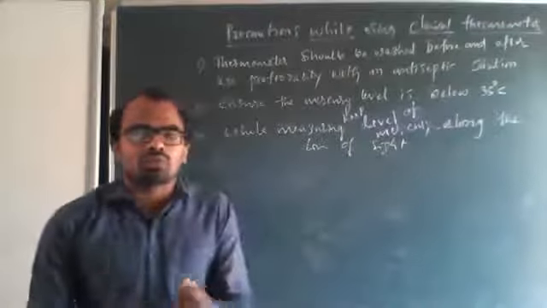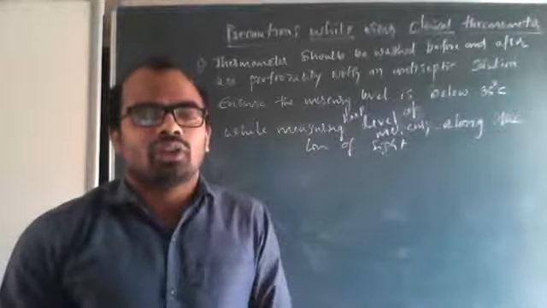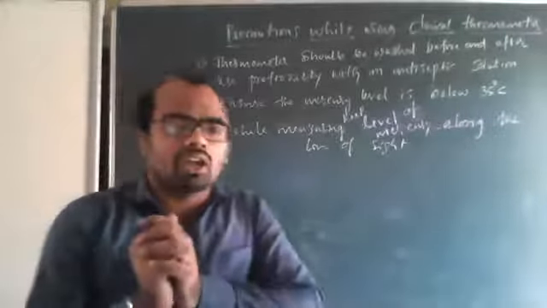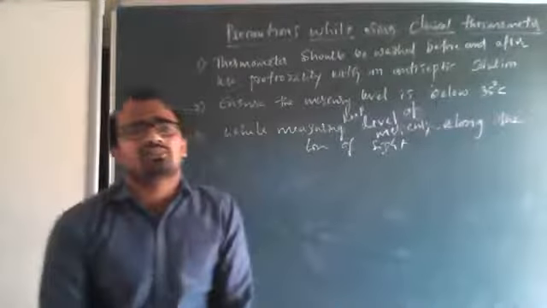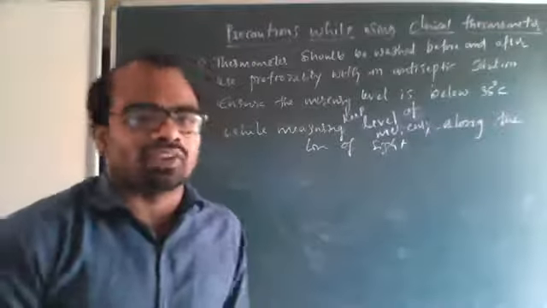First one, the thermometer should be washed before and after use, preferably with an antiseptic solution. Ensure the mercury level is below 35 degrees Celsius. See, the level of mercury should be below 35 degrees Celsius. If it is above 35 degrees Celsius, it will show the wrong reading again. So it should be below 35 degrees Celsius.